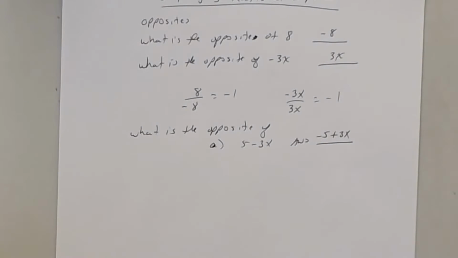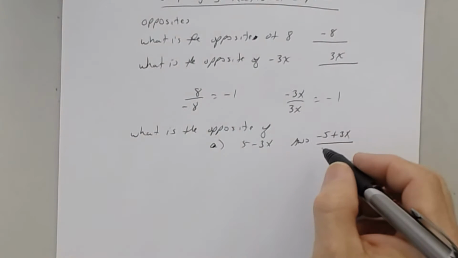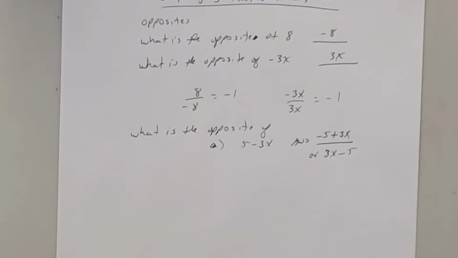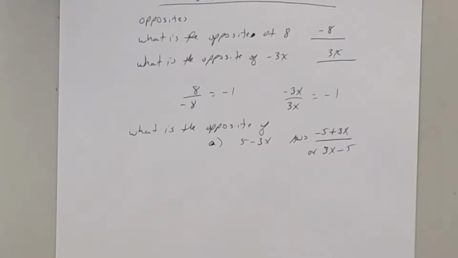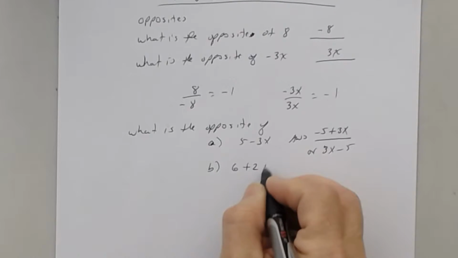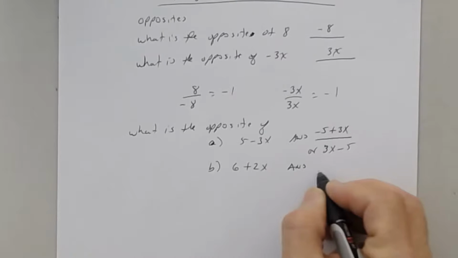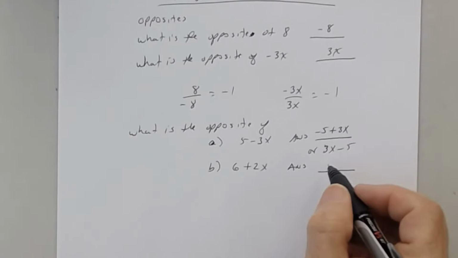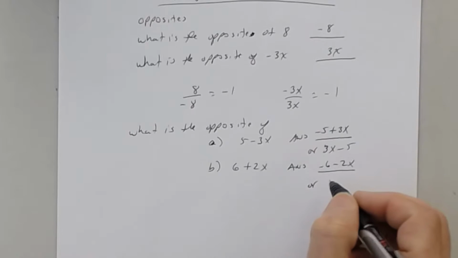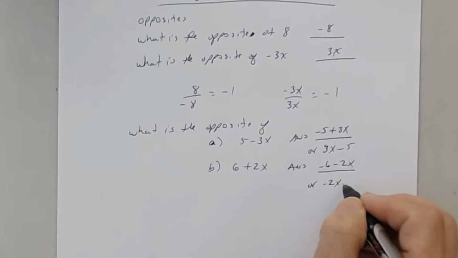So you just take each term and you change the sign. Instead of saying -5 plus 3x, you could have said 3x minus 5. These two mean the same thing. Okay? What is the opposite of 6 plus 2x? -6 minus 2x. Or if you want to, you can put the variable first, so you would say -2x minus 6.